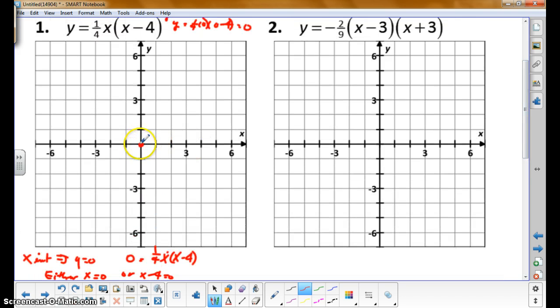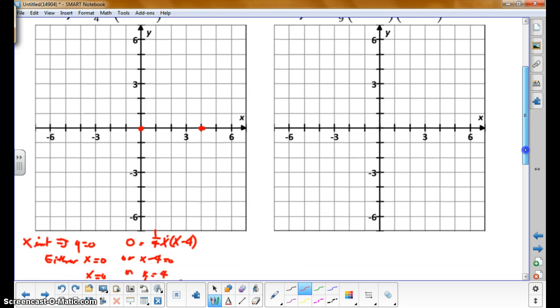So 0, 0, look at that, is already a y-intercept. It's also an x-intercept too. And the other x-intercept is here. So this is going to be interesting because it's going to cause us to have to do a little finagling to get 5 points, which is what we need to plot.